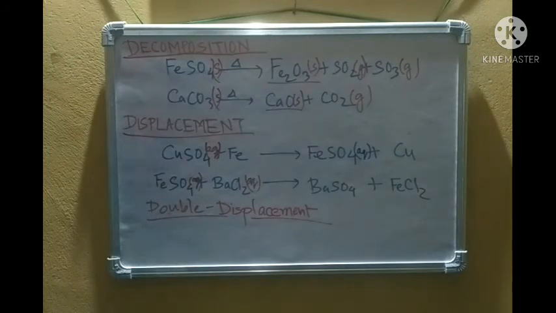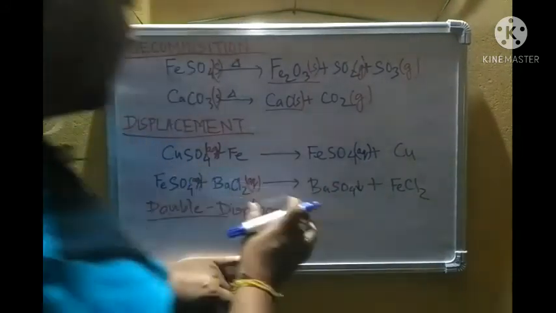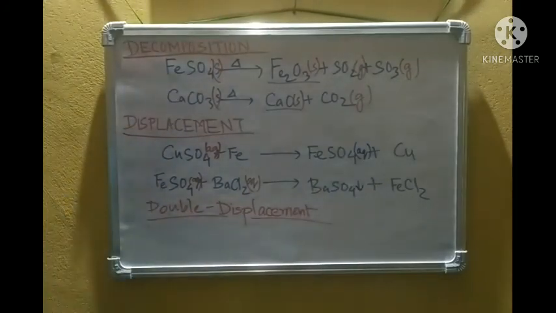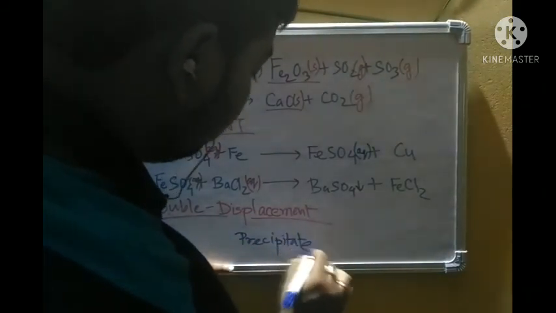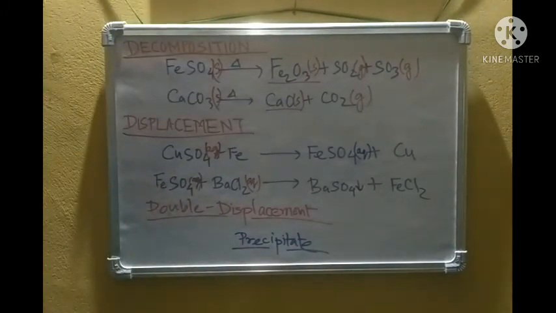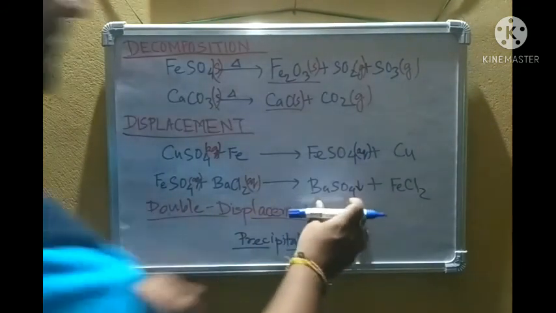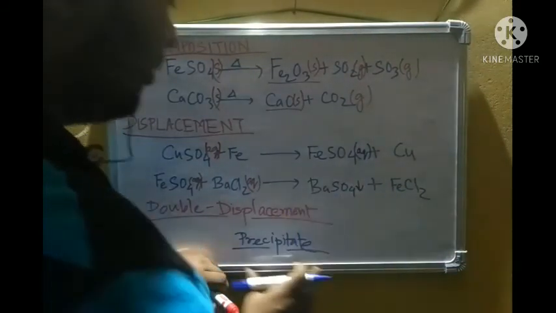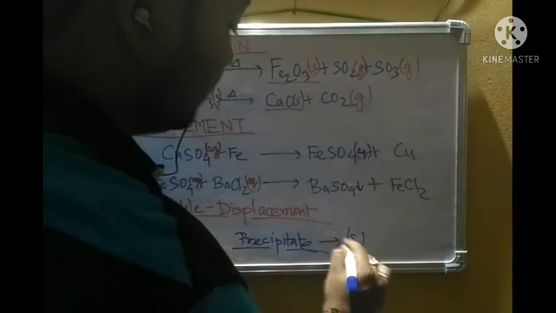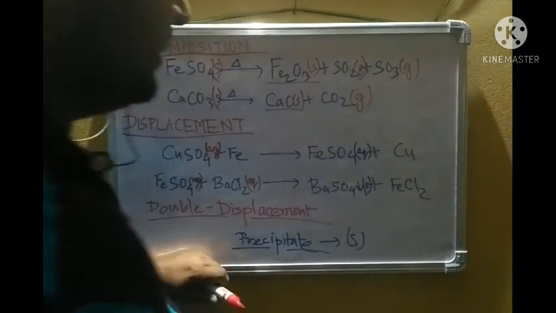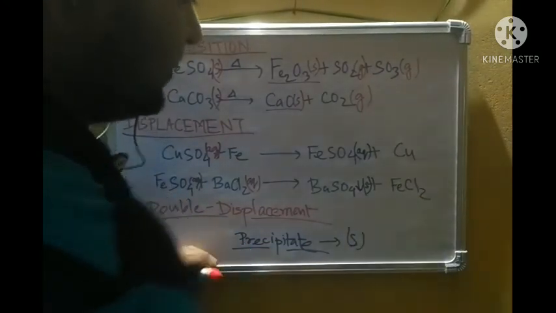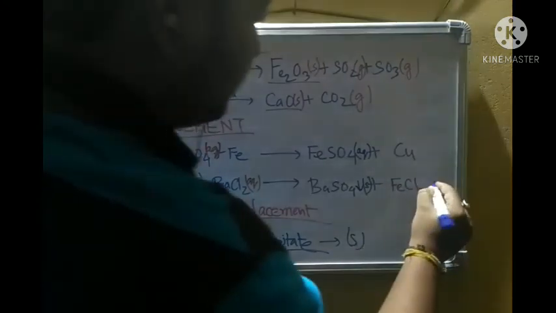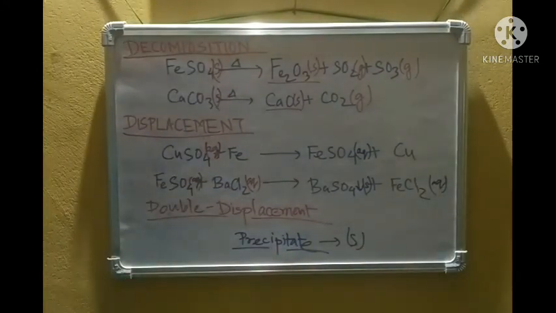But in the case of barium sulfate, when these reactions take place, it forms as a precipitate. What is a precipitate? We will come to know in the later part of this chapter. This barium sulfate forms as a precipitate, and all precipitates exist in their solid state. So barium sulfate will be present in its solid state, and this is ferrous chloride, which will be present in its aqueous state. Clear?